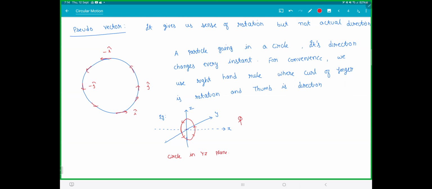Meaning if you're standing here and observing, what will you see? Think like this. See, the book is there. This is my YZ plane. Getting it? So this is my x-axis. If you're seeing, this is my x-axis. Clear? So how am I seeing the circle? It's going like this, right? You're getting it? It is going like this. So I'll take my right hand and put it like this. This is the rotation. So the thumb is pointing which way? Towards me, right? So what is the direction for this circle?